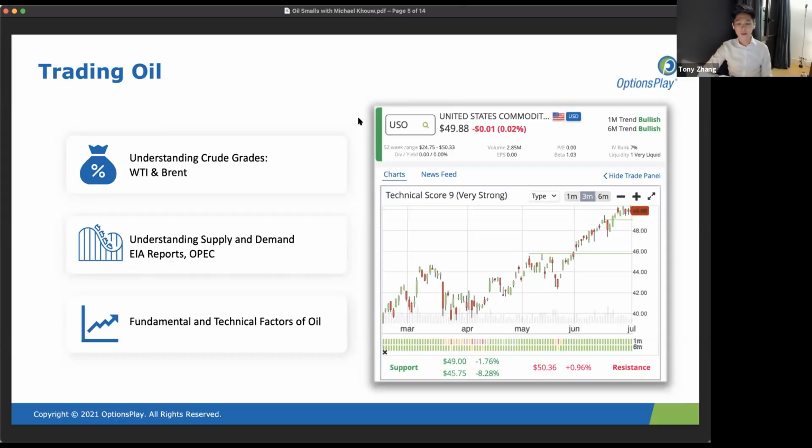Right. So it's very important just to understand that whenever we talk about trading oil, we have to specify exactly what grade of oil we're referring to. And usually when we refer to U.S. oil, we're usually referring to either WTI here or Brent. And Mike, what we're going to do is dive a little bit into, as you mentioned, OPEC. We're also going to dive into a little bit about EIA reports with respect to understanding supply and demand.